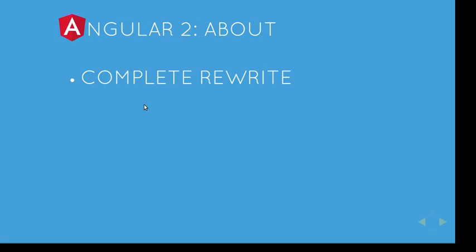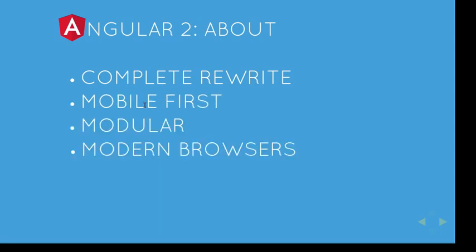Now Angular 2 is modular. It supports modern browsers, it's mobile first, and it's a complete rewrite from Angular 1.x. So if you try to compare Angular 2 with Angular 1.x, it's totally different. It may be inheriting some features, but it's a total rewrite, and now it's supporting ES6 with TypeScript.